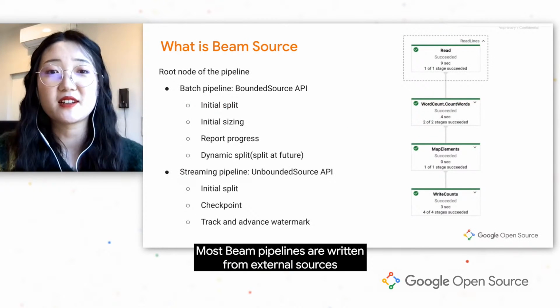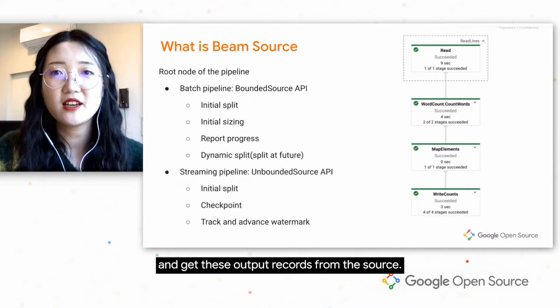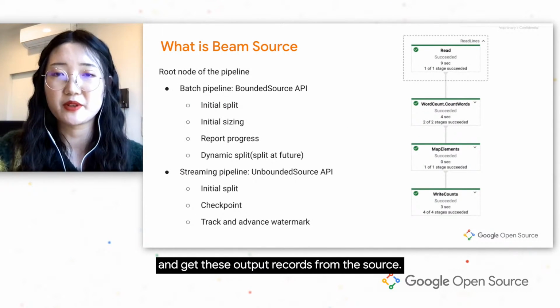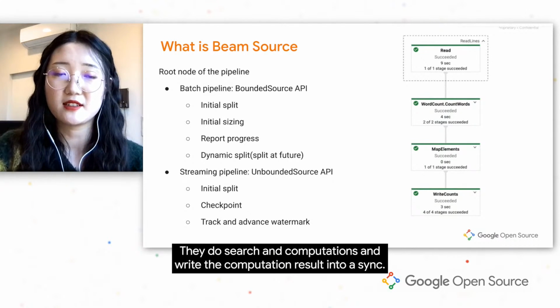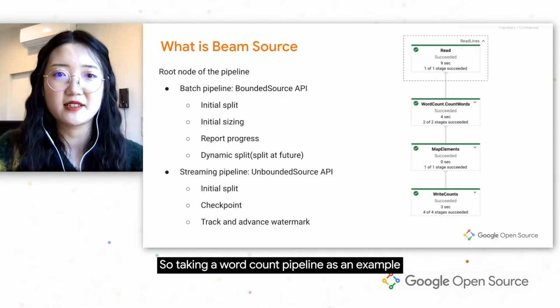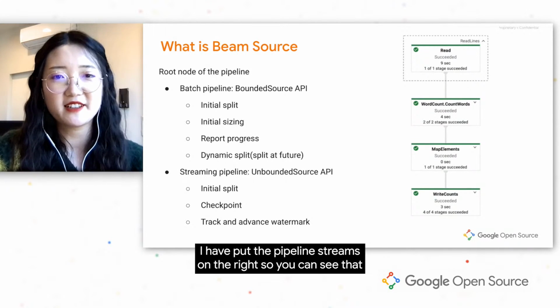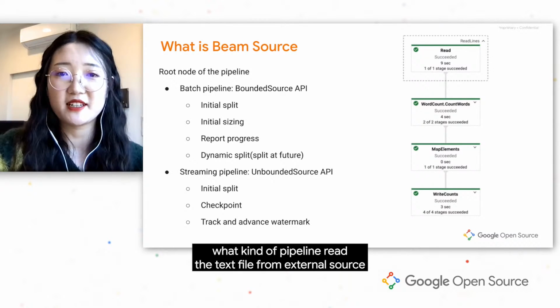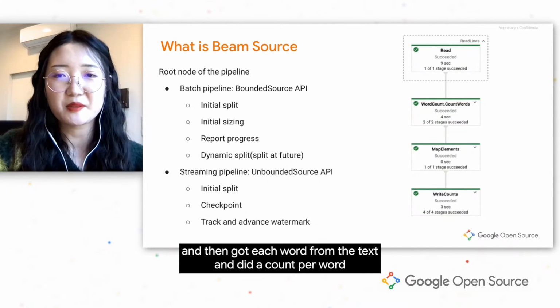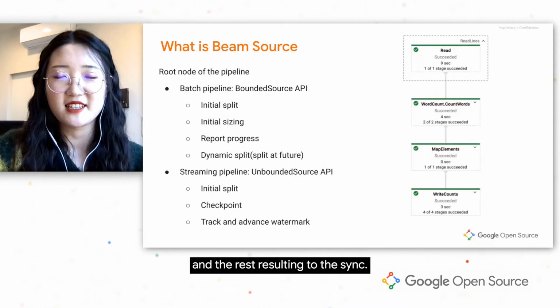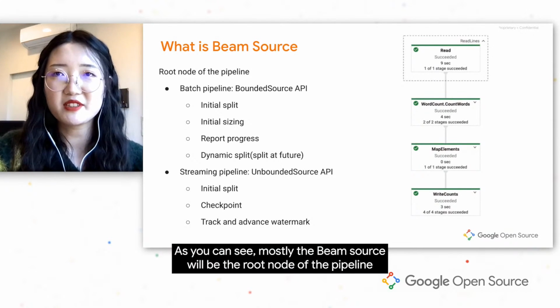Most Beam pipelines read from external sources, get output records from the source, do certain computations, and write the computation result into a sink. Take a word count pipeline as an example. I have put the pipeline shape on the right. You can see that the word count pipeline reads the text file from an external source, gets each word from the text, does a count per word, and writes the result into the sink. So as you can see, mostly the Beam source will be the root node of the pipeline.